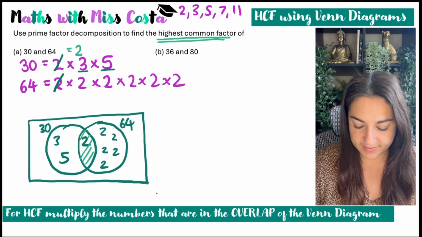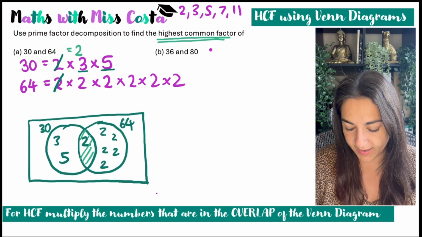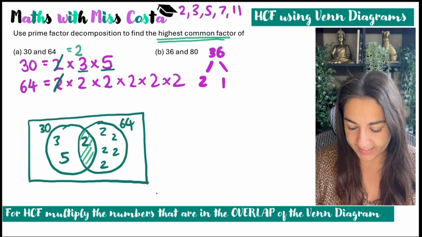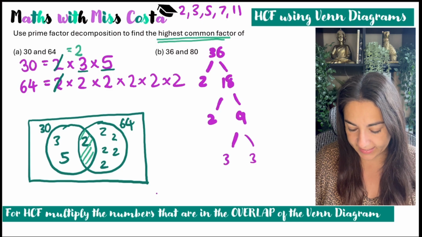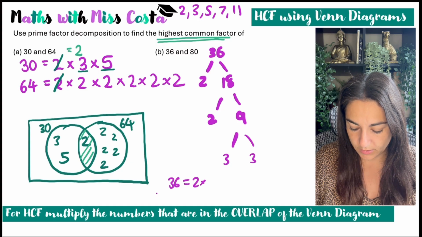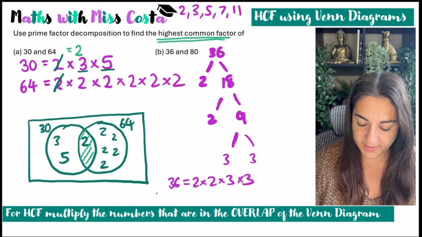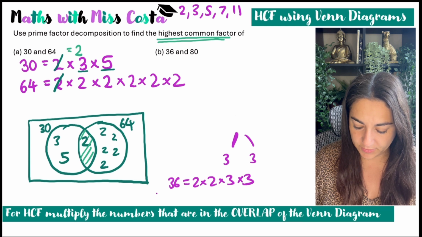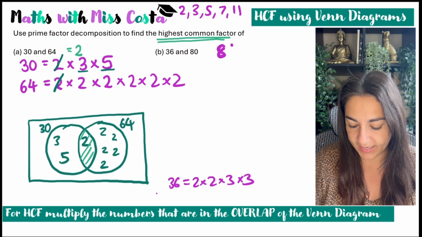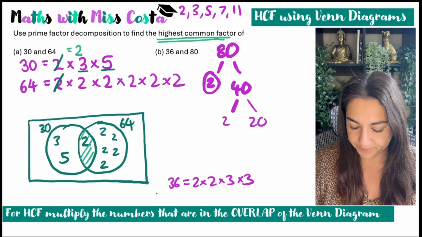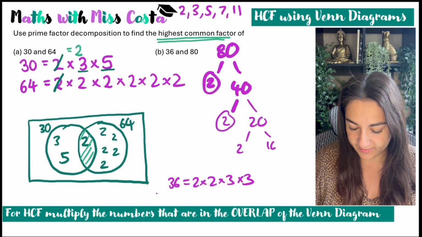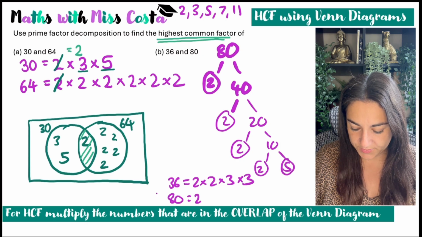So 36 and 80, I'm going to need to work out the factors. So 36 is 2 times 18, 18 is 2 times 9, and 9 is 3 times 3. So I'm just doing this quickly because we've practiced it before. So 36 is that. Then I'm going to do the prime factors of 80. So 80 is 2 times 40, circle the 2, 2 times 20, 2 times 10, and then 2 times 5. So 80 is 2 times 2 times 2 times 2 times 5.